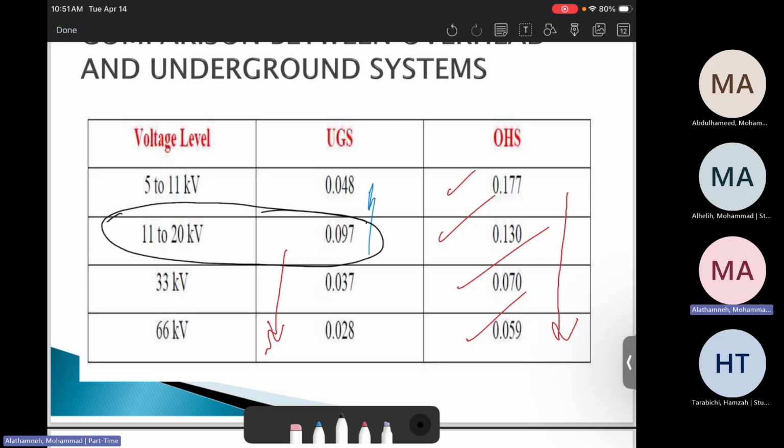What's the reason behind that? I would say the reason is the availability, because the vast majority of underground systems are 11 kilovolts. Since the majority is 11 kilovolts, that's why the chance of getting a fault is higher for 11 kilovolt underground systems.